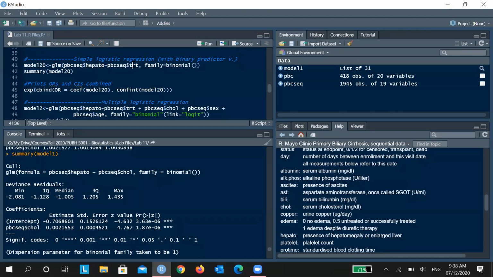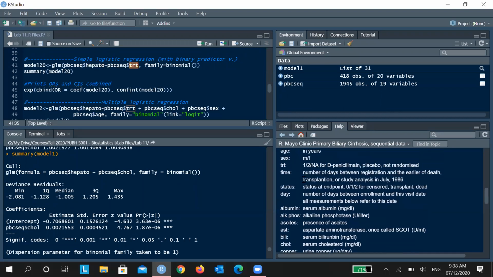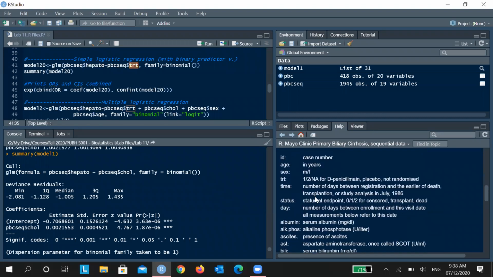Hepato is my Y variable, and I want to see the treatment, like it's a randomized controlled trial. I just want to compare if the medication is effective compared to the placebo or not in terms of hepatomegaly, which one is better, right? I'm going to run this. Family is binomial. You can specify the link is equal to logit as well.